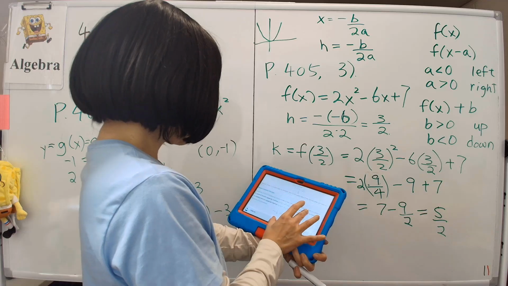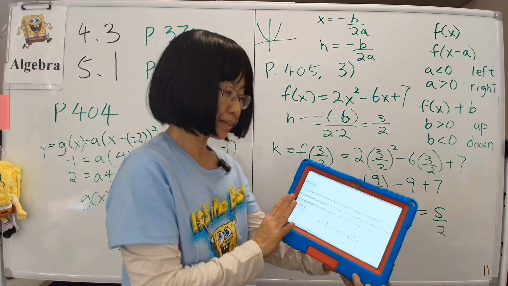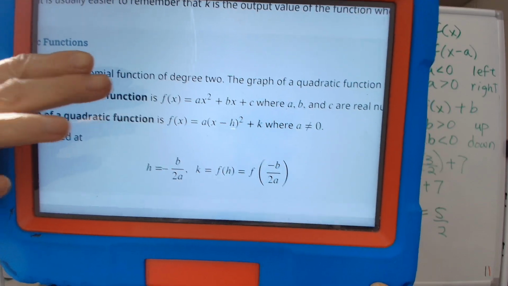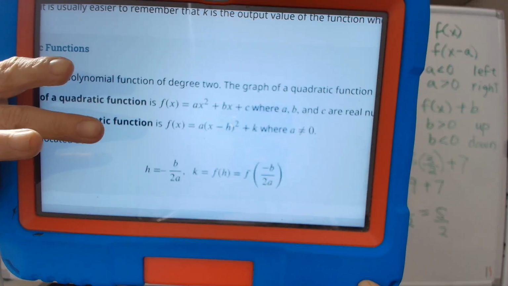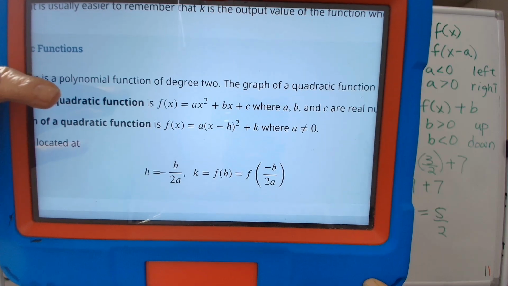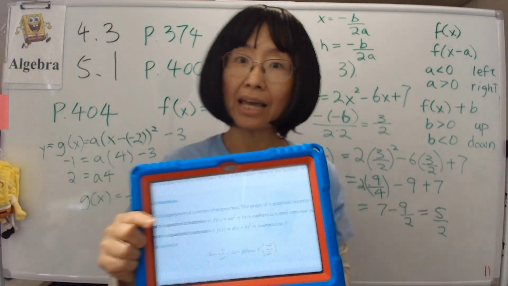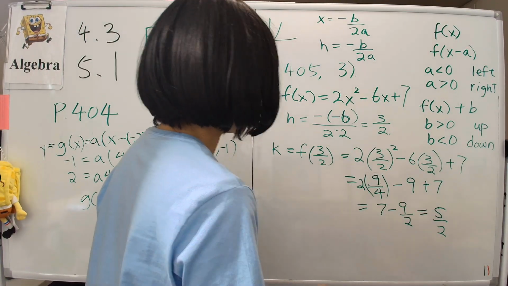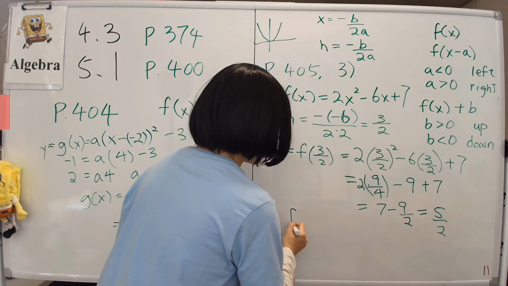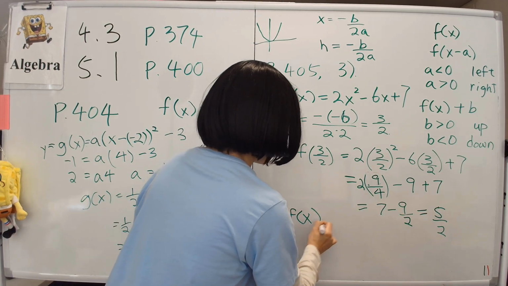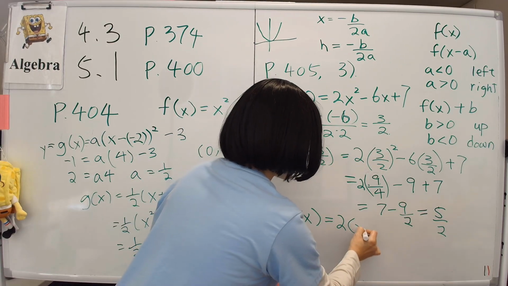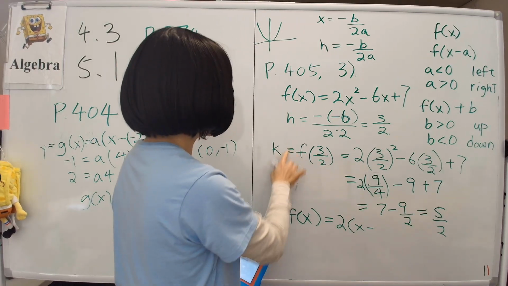The formula is right here, okay? If your function is f of x equal to ax squared, etc., then for the standard form, you copy down the a and then do the x minus h, and then there's the k. And that's how you come up with it. So the function then is f of x equals a, which in this case is 2, times x minus h. H is, where's h? Right here.